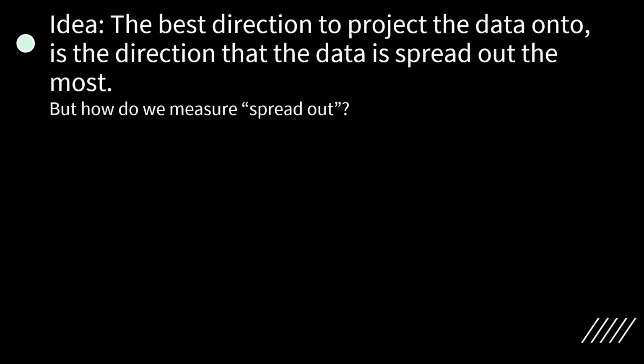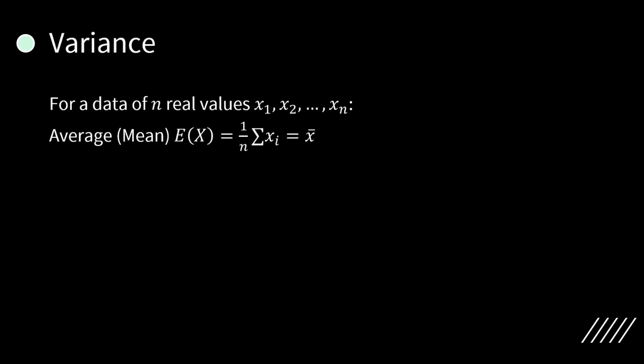The idea behind PCA is this: the best direction to project the data onto is the direction that the data is spread out the most. But how do we measure spread out? For that, we need to know the concept of variance. For data of n real values x1, x2 through xn, the average is the sum divided by n, and we denote it as E of x or x bar. The variance of the data is defined as the square sum of the difference between each point and the average, and you divide it by n.